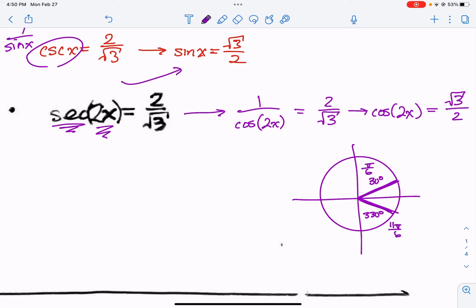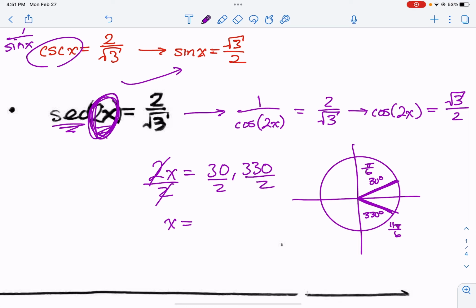All right, so now keep in mind these are not our final answers. All this tells me is that 2x is equal to these angles, right? And so that gives us a simpler equation, right? That 2x is equal to those. I'll just do the degrees version. And so what do I do to get x? I just divide everything by 2. Okay, that's how we get rid of the 2.